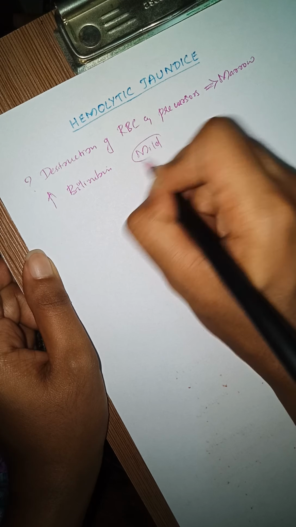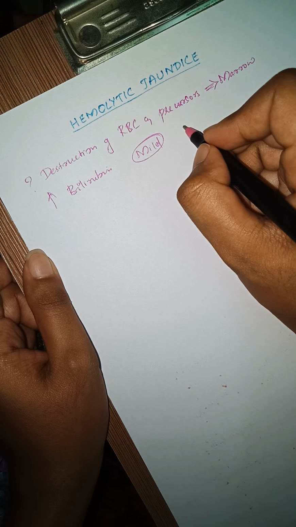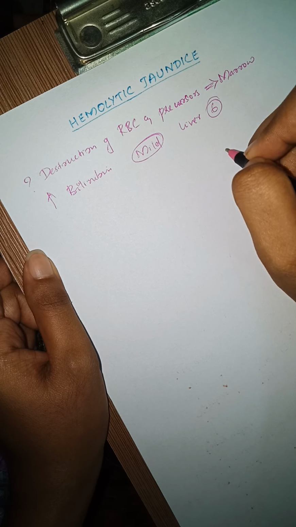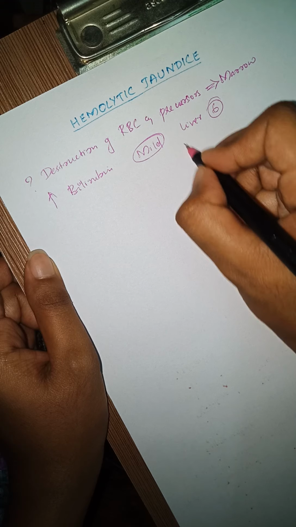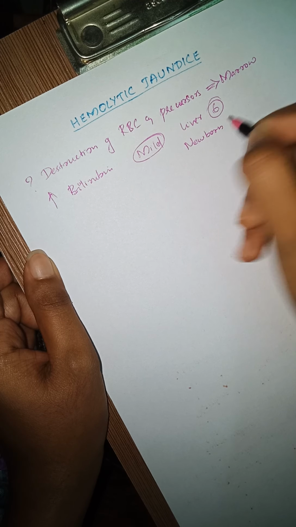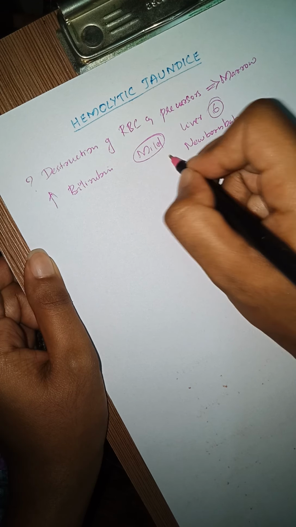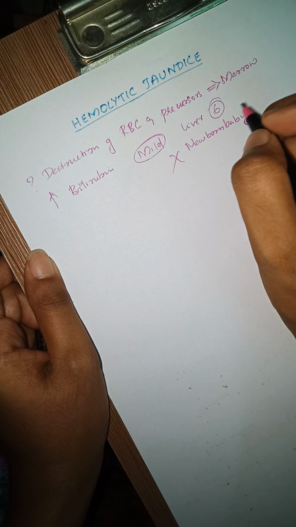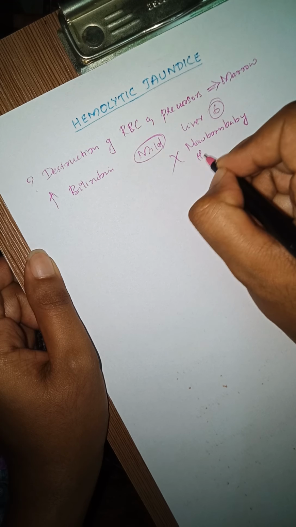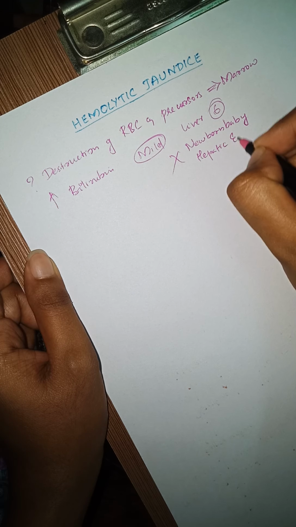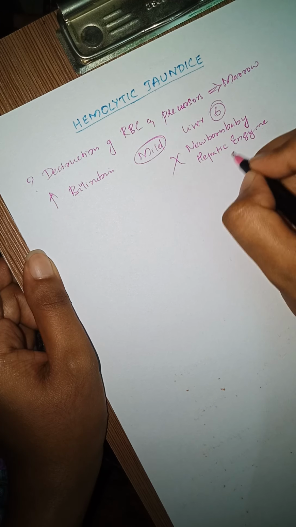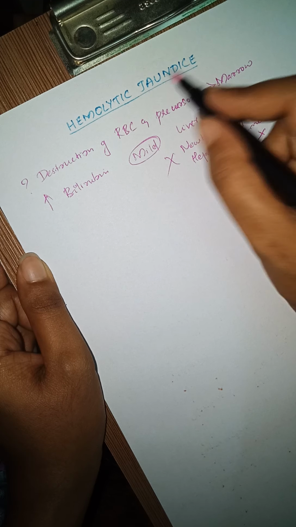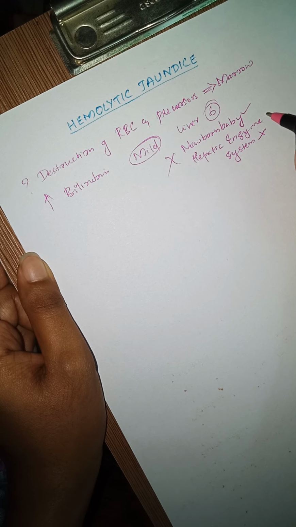It is not that severe because a healthy liver can handle 6 times the normal concentration of bilirubin. But in the case of a newborn baby, this mechanism won't work because their hepatic enzyme system is not completely developed, so hemolytic jaundice is severe in the case of a newborn baby.